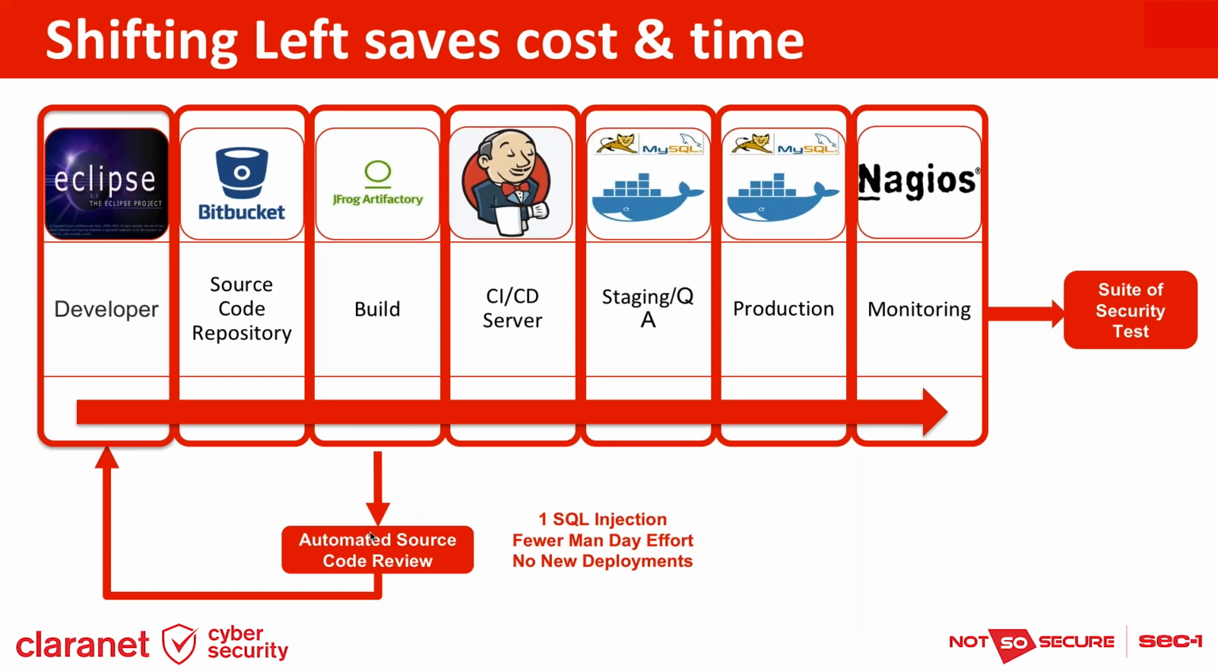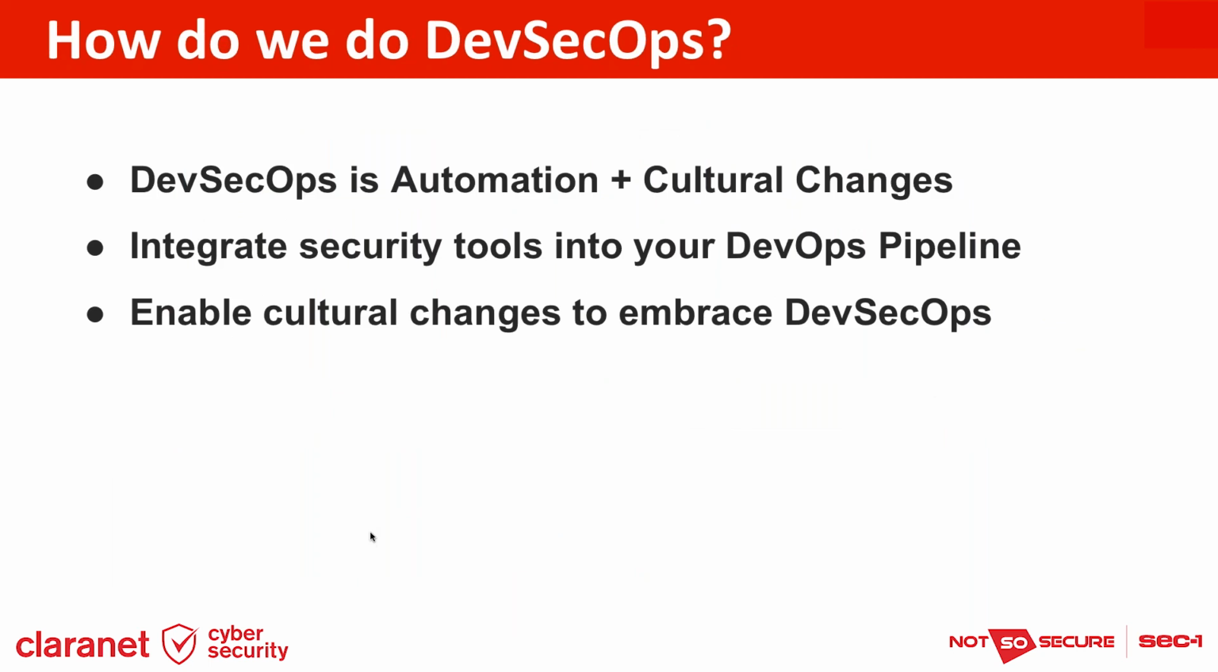You shift the security from being on the extreme right and pull in all the checks as close to the developer as possible. Now, how do we go about doing DevSecOps? DevSecOps is automation at one part, but there's a large chunk of cultural changes that are also required. You need to integrate security tools. However, just by integration, it's not going to help. You need to have a cultural change that will embrace DevSecOps. So we're going to focus on the integration of security tools first, and then we'll talk about the cultural changes.